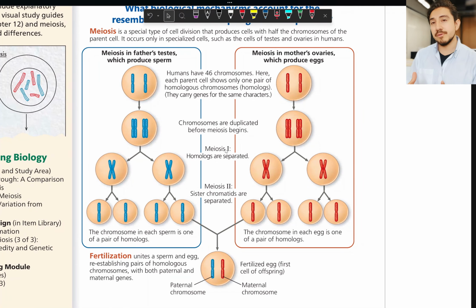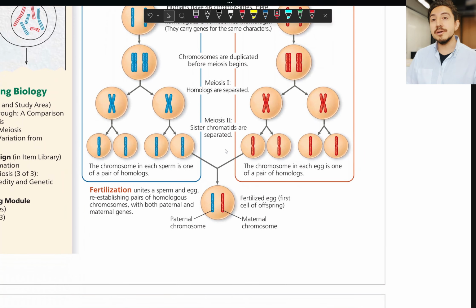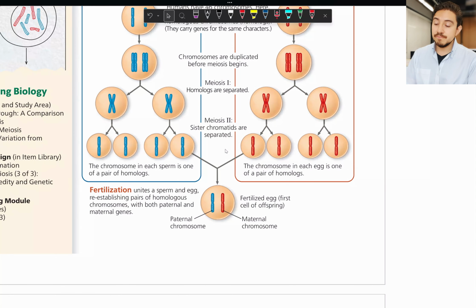The whole scope of this chapter is ultimately producing gametes or sex cells, the female and male sex cells coming from the father and the mother. Ultimately, through the process of fertilization, you get a new individual, or the zygote, in which half the chromosomes coming into the new individual are from the father and the other half are from the mother. So we're going to take a look at that in this particular chapter.